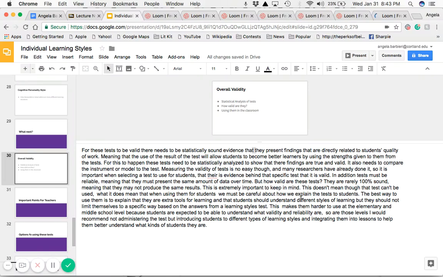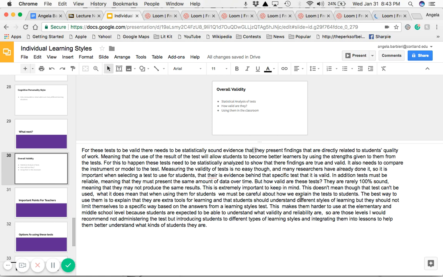For these tests to be valid, there needs to be statistically sound evidence that they present findings that are directly related to students' quality of work, meaning the use of the result of the test will allow students to become better learners by using the strengths given to teachers from the tests in the classroom. For this to happen, these tests need to be statistically analyzed to show that the findings are both true and valid. It also needs to compare to the instrument or model.